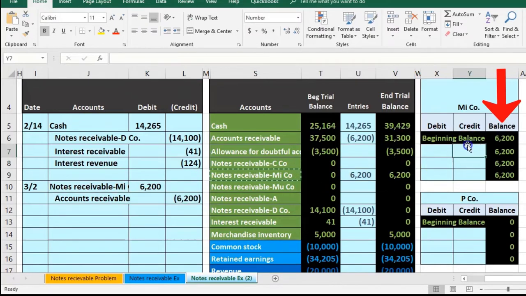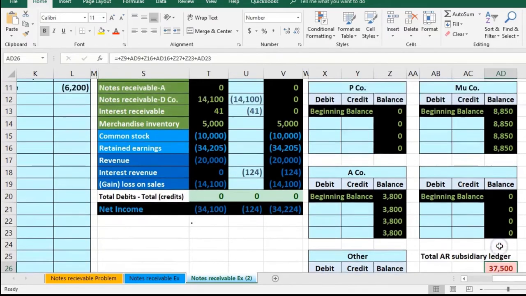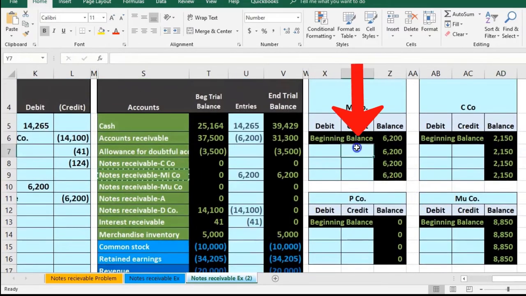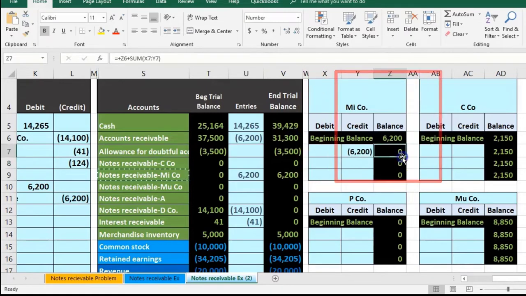So remember that they owe us 6,200 here, breaking this number out into who owes us the money. This person no longer owes us the money. The subsidiary ledger does not match at this point in time until we say that this person doesn't owe us. We're basically just posting the same information, that same journal entry here. So I'm going to say this equals that 6,200, bringing the 6,200 balance down by 6,200 to zero.